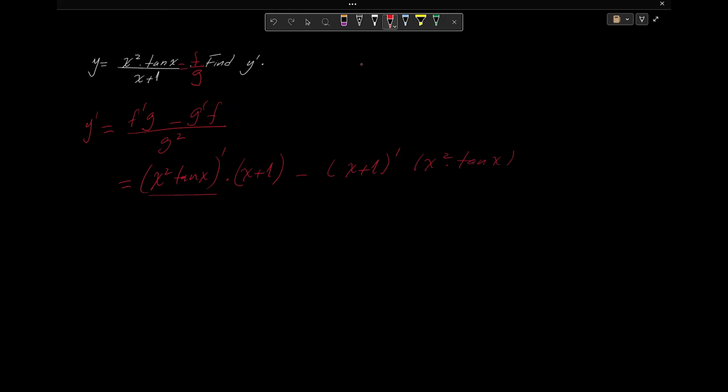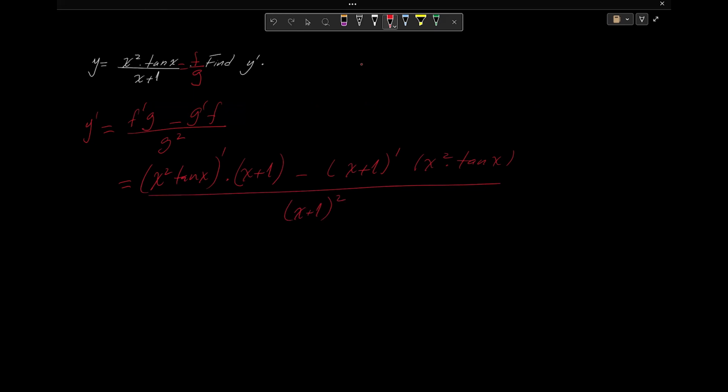Again, this is my f over g right here. So y prime is the derivative of the top times the bottom minus the derivative of the bottom times the top over the bottom squared. The top is x squared tangent x prime times the bottom minus the derivative of the bottom times the top over the bottom squared.